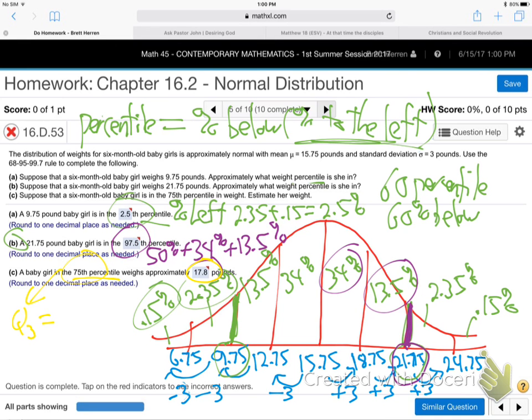Now remember that formula I gave you a few minutes ago? It was mu minus 0.675, or plus, 0.675 sigma, that Q3 formula. Do we know mu? Yeah, we do. Mu's right here, and sigma's right there. Just plug those in. So Q3 will equal mu 15.75 plus 0.675 times sigma, which is 3. Work that out, and round it, you get 17.8. That's how they did that.